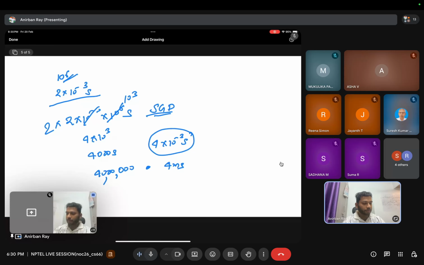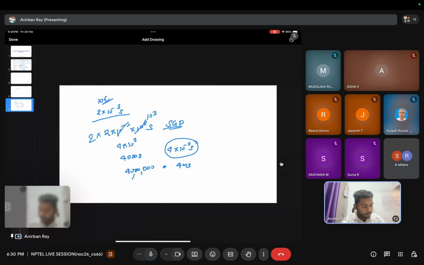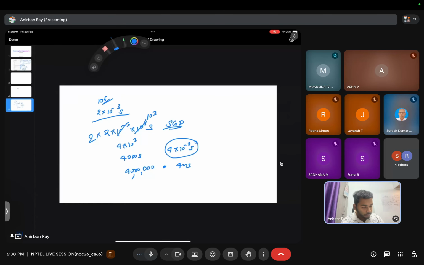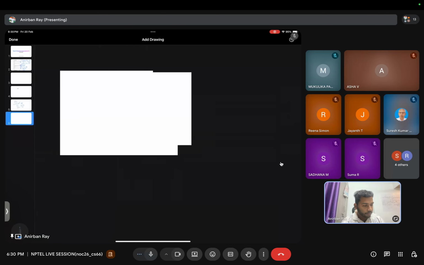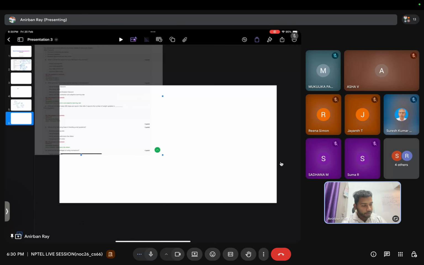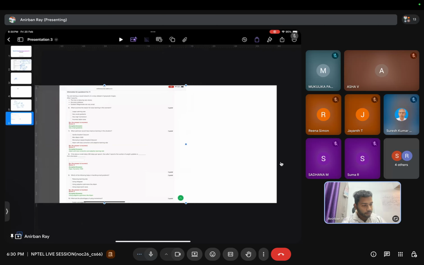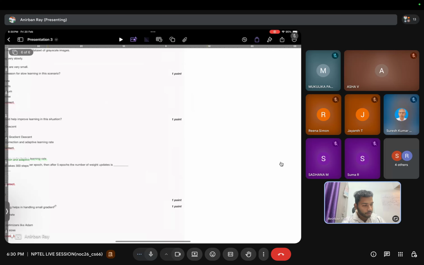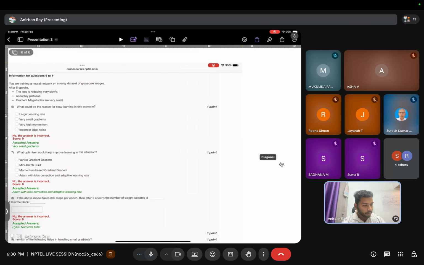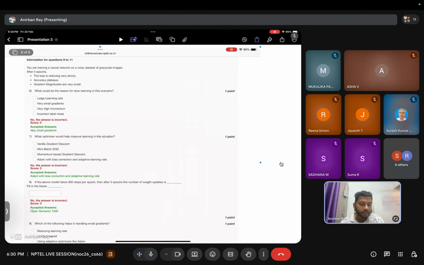Okay, we're about to do the questions. So now I paste the question. You're training a neural network on a noisy data set of grayscale images, okay? Grayscale images means there is no RGB, only one scale. After 5 epochs, the loss is reducing very slowly. What can you do? Accuracy plateaus, not able to do much. Gradient magnitudes are very small.